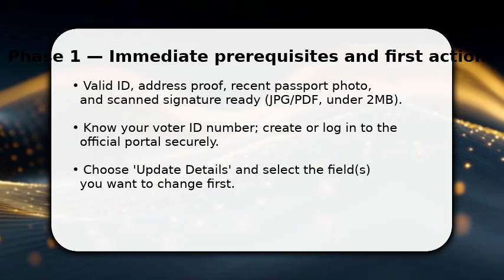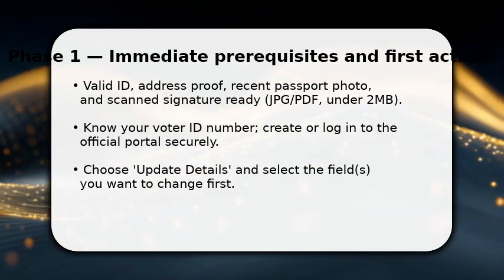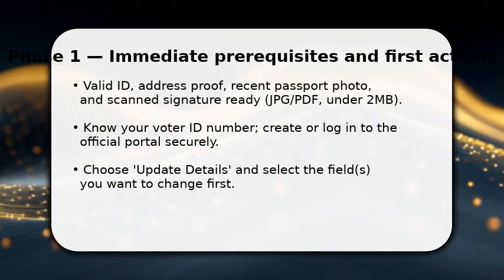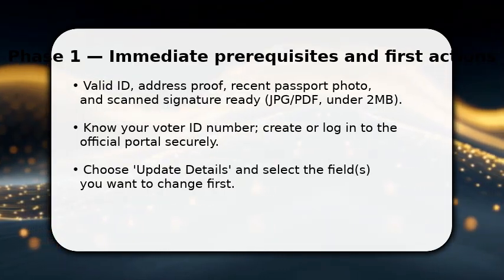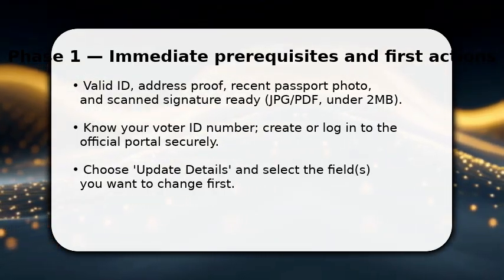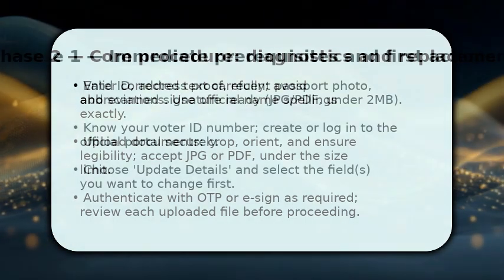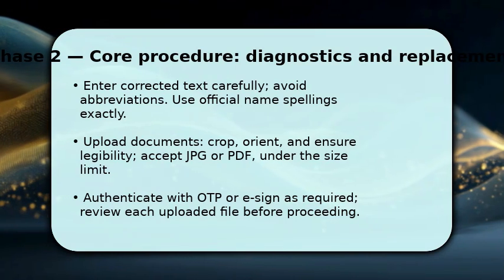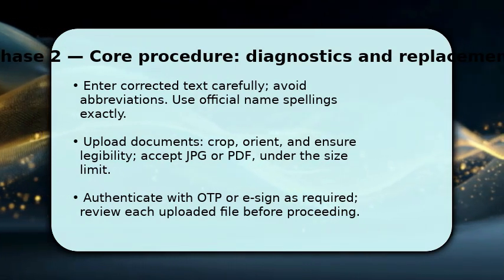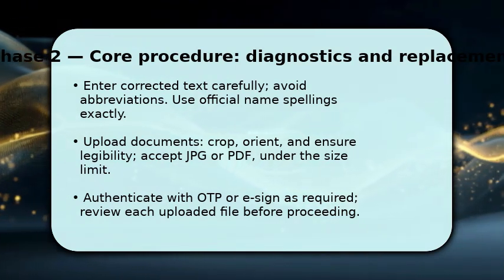Select Update Details and pick the exact field you need to change first: name, address, or photo, so you proceed step by step. Doing this now prevents back and forth. It also helps the system validate each change quickly. You edit the chosen fields precisely, spell names as on ID, and format addresses exactly to match proof.